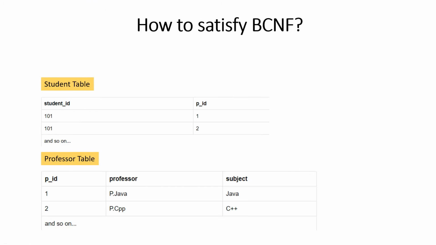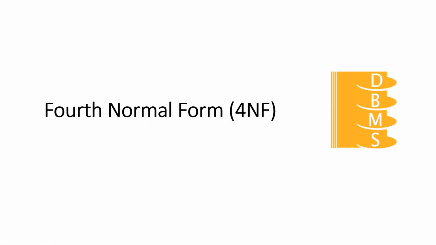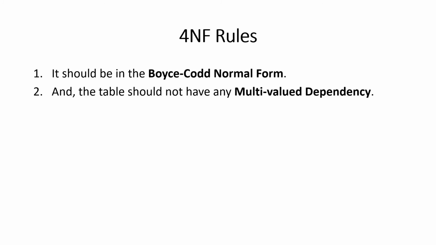Okay, how to satisfy BCNF? To make this relation table satisfy BCNF, we will decompose this table into two tables, like a student table and a professor table. And this relation satisfies Boyce-Codd normal form, because by using professor ID we can find professors and also we can find subject. Fourth normal form also has some rules.